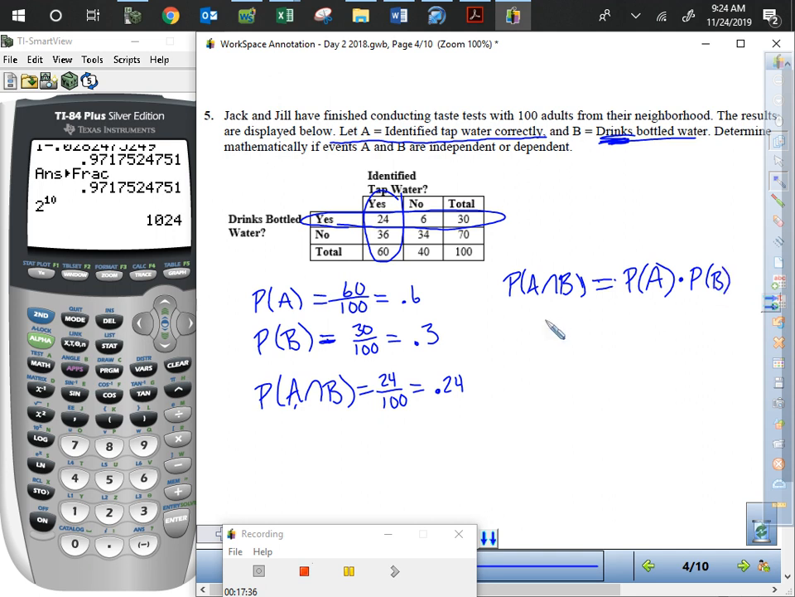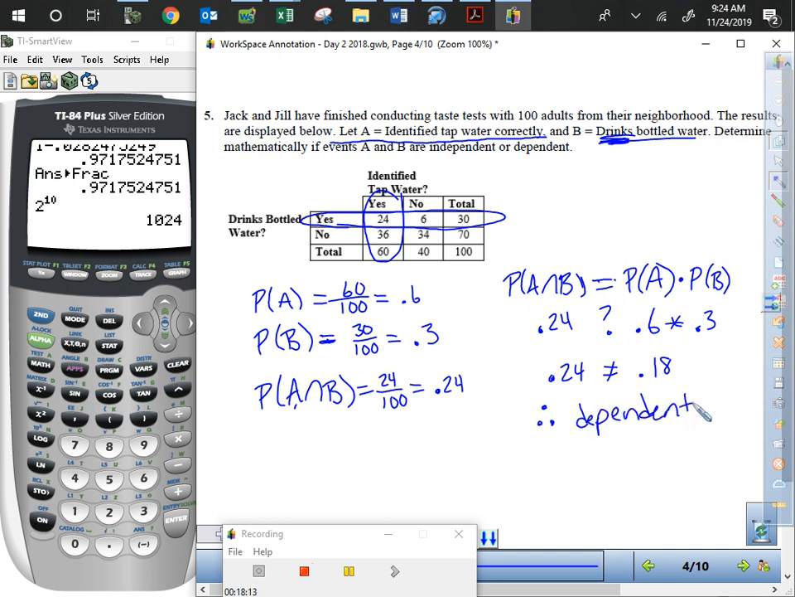As long as you know how to read this chart, this is actually easier than some of those other problems that we've been dealing with where we had to come up with the intersection ourselves. So that's the difficult part, being able to find that overlap. Here it was 0.24 as a probability, and we're comparing that to 0.6 times 0.3, and we know that 0.24 is not equal to 0.18. So we would say that A and B here are dependent.